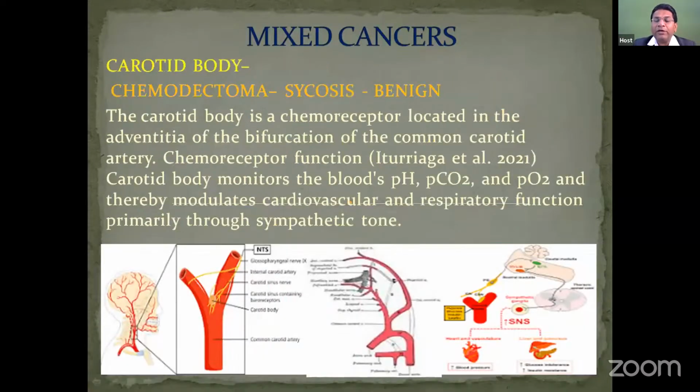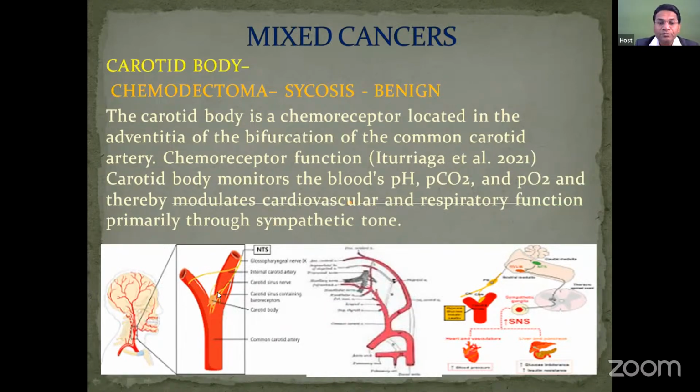Then carotid body. What is carotid body? तो कैरोटिड आर्टरी में ये कहाँ पे होता है, कौन सा पार्ट है कैरोटिड आर्टरी का जिसे कैरोटिड बॉडी कहते हैं? So the carotid body is a chemoreceptor located in the adventitia of the bifurcation of the common carotid artery. Yes, तो ये जो कैरोटिड आर्टरी का बाइफर्केशन आपको दिख रहा है वहीं पे होता है कैरोटिड बॉडी और यहीं पे ग्रोथ स्टार्ट होती है.